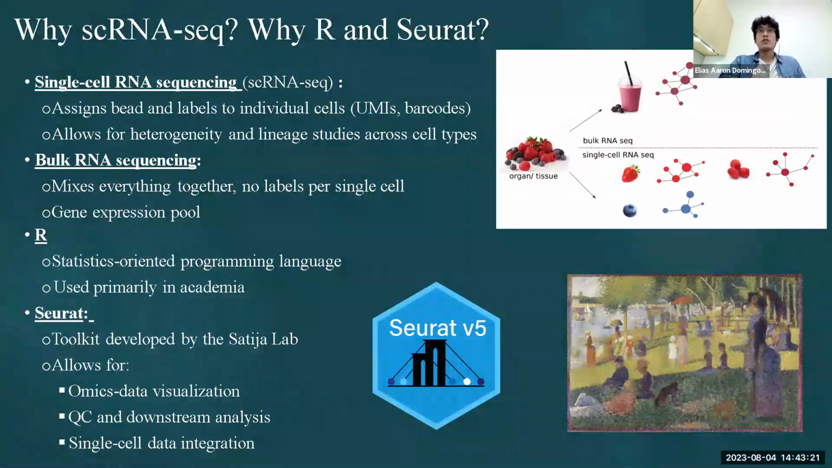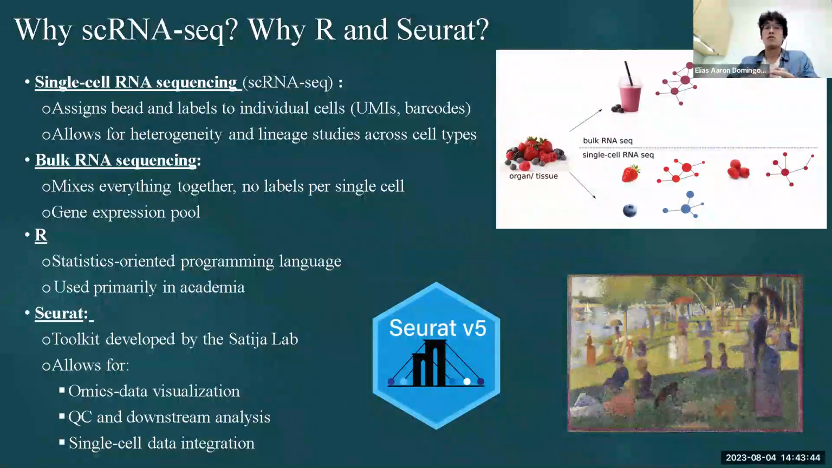So I use single-cell RNA sequencing, and I like explaining this using an analogy of a berry smoothie. Say that you want to make a smoothie with different berries like strawberries and blueberries, but you don't care about which one you are using. In that case, you will be doing bulk RNA sequencing. This is because all of your cells in bulk RNA sequencing are going to be mixed, and you're going to get this raw pool of gene expression.